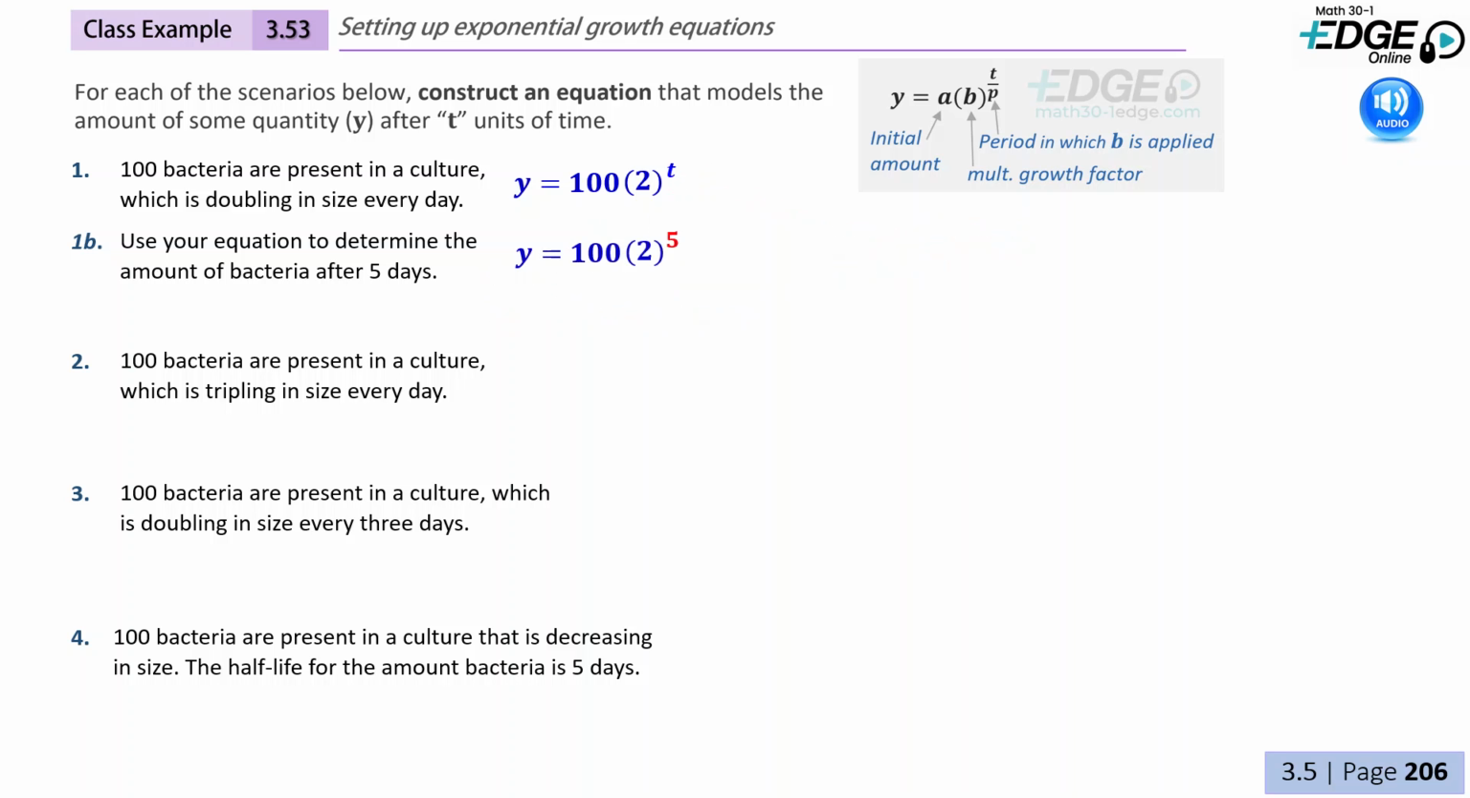Part B says use your equation to determine the amount of bacteria after 5 days. So in this case, we just replace our t with 5 to get 3,200.